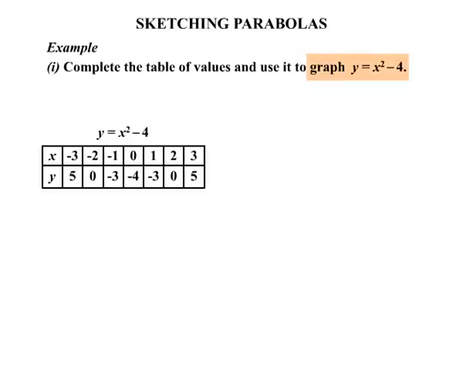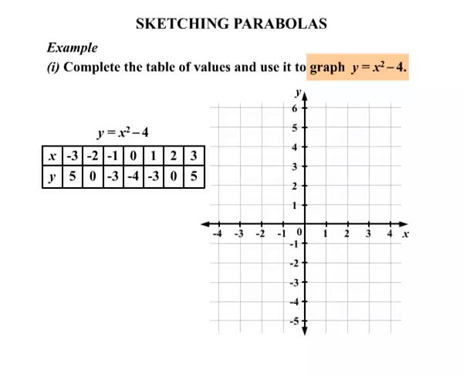The next part, we need to graph this equation. So there's our number plane there. Our first set of coordinates, minus 3, 5. Let's plot that. So that is minus 3 across, then 5 up. Our next pair, minus 2, 0. There it is. Minus 1, minus 3.